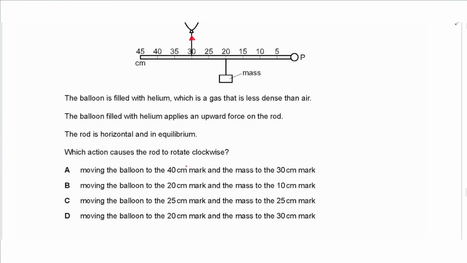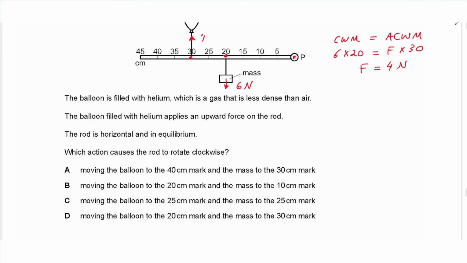So we have different positions for the balloon and the mass, but we don't know the forces. So I'm going to choose a force for the mass, which can be divided by 2 or 3. Let's say it's 6 newtons. And in equilibrium, the clockwise moments equal the anti-clockwise moments. So 6 multiplied by 20 is equal to the force of the balloon multiplied by 30, from the pivot. We can get the force of the balloon, which is 4 newtons, by dividing 6 times 20 by 30.